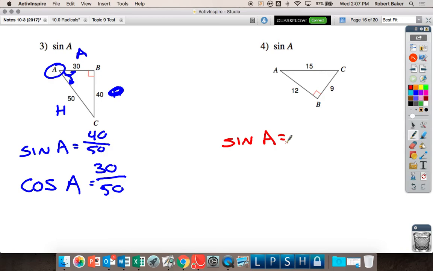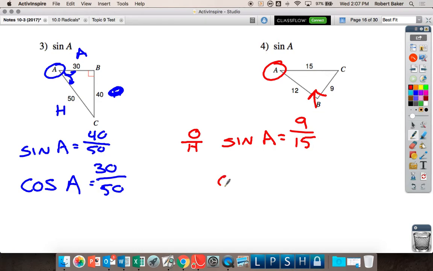Graham, sine is opposite over hypotenuse. So we're here at angle A. What number is on the opposite side of the triangle from angle A? 9. And what is the hypotenuse of that triangle? Which is the one that is across from the right angle? 15.